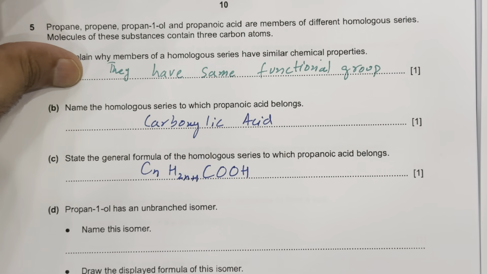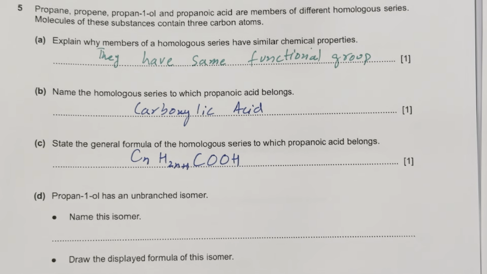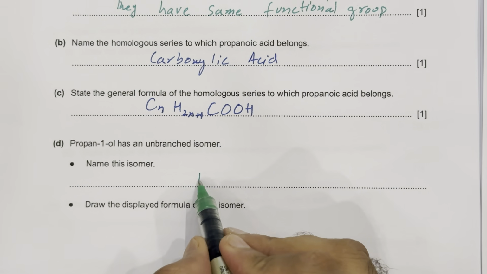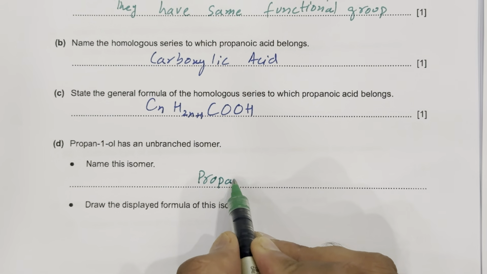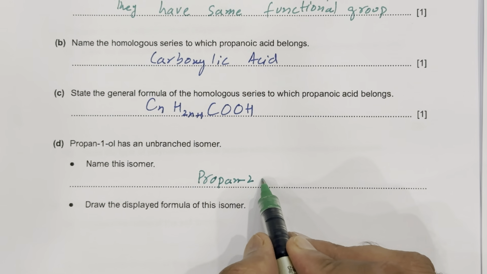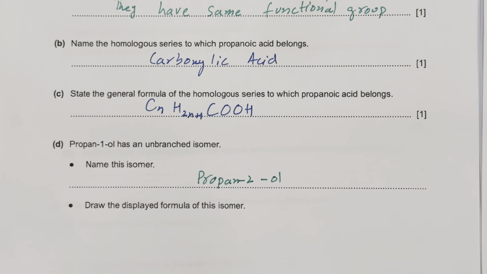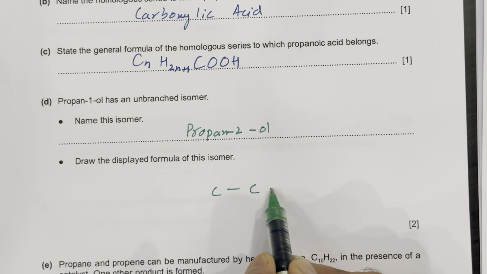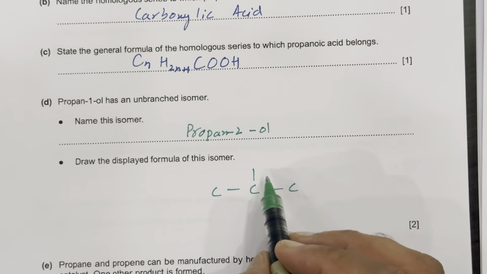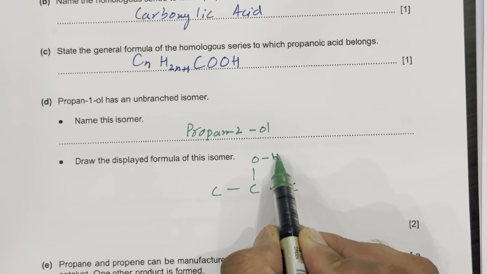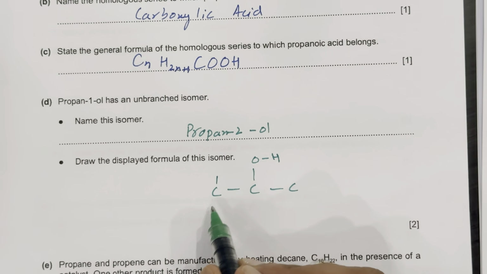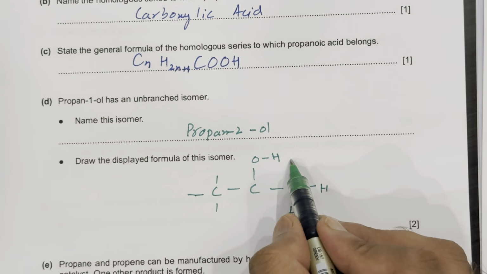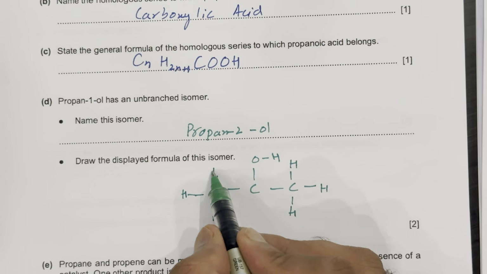Propan-1-ol has an unbranched isomer. Name the isomer. Okay, I'm going to write propan-2-ol. Draw the structural formula of this isomer. So first you need to draw 3 carbons, and at the second position you need to draw OH, and the rest of it you need to complete with hydrogen, hydrogen, hydrogen, hydrogen, hydrogen, and hydrogen.